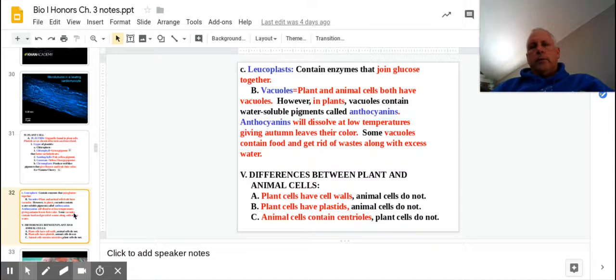Don't miss it tomorrow on the test. There's three differences, and it's what I have in red. That's all you've got to put on the test. Plants have cell walls and plastids. That's the two things plants have.